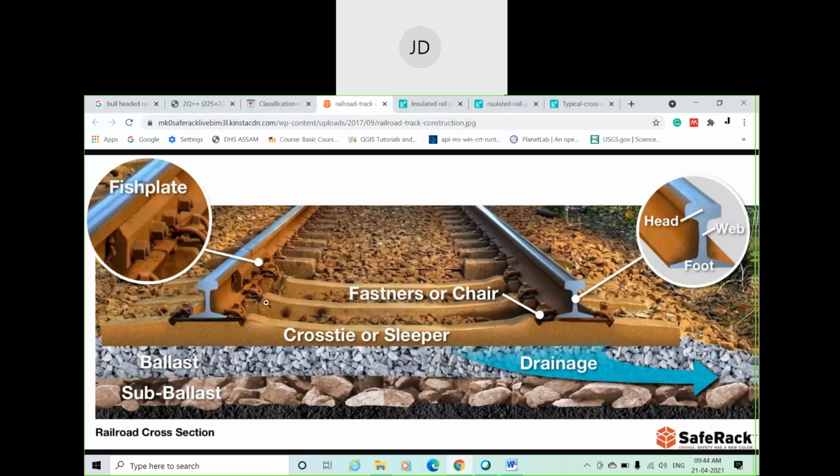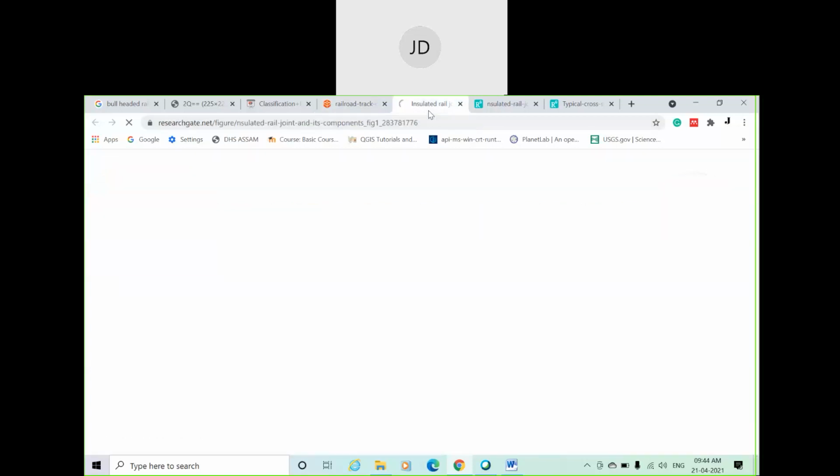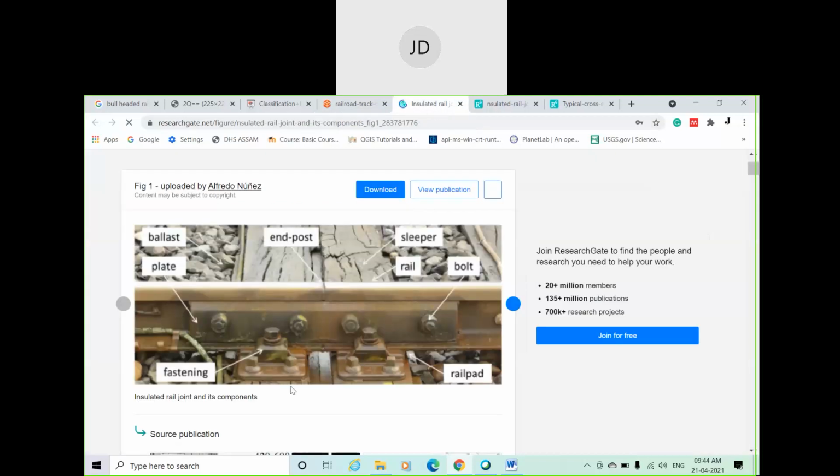Here you can see this part. If it is zoomed in, the larger view is given here. This is the fish plate, and the fish plate is connected in the web part. And what is the purpose of the fish plate? To join two rails. Fish plate is connected. I'll show you a larger view again. Let me check. Yeah, you can see.